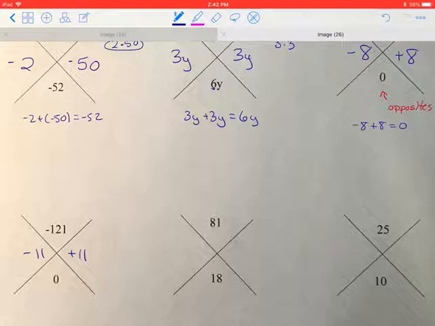All right, now here I want numbers that multiply to make 81. I don't know all my factors of 81, but the one I know best is 9 times 9. Hang on just a second, let me pause this.